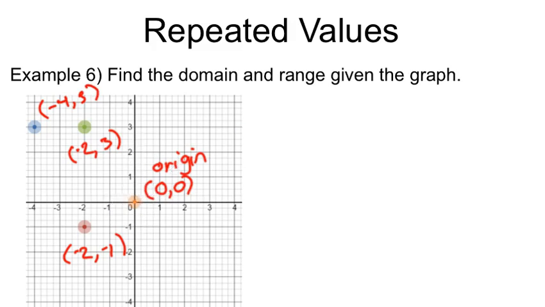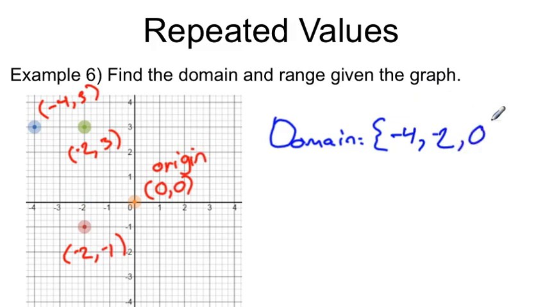So when I go to list the domain and range for this, I'll do my domain in blue because I've been doing that the entire time. My domain is just the list of all the first numbers in those coordinates. So in this case, -4, -2, and look at that, -2 appears again. I don't have to write it again. I can just write it once, and 0. So for my 4 ordered pairs, I only have 3 values in the domain. I don't have to write the repeated one twice.